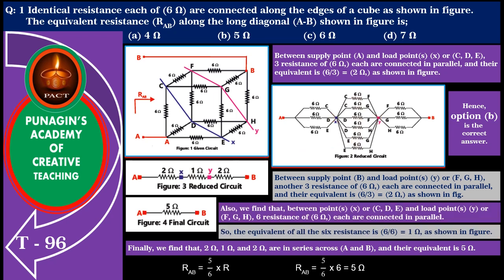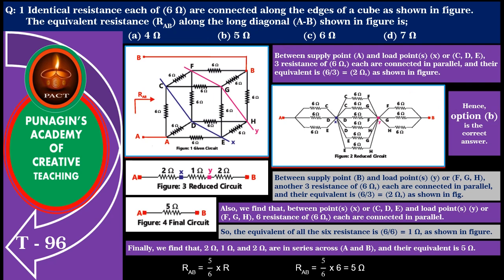Finally, we find that 2 ohm, 1 ohm and 2 ohm are in series across A and B, and their equivalent is 5 ohm. Hence, option B is the correct answer.